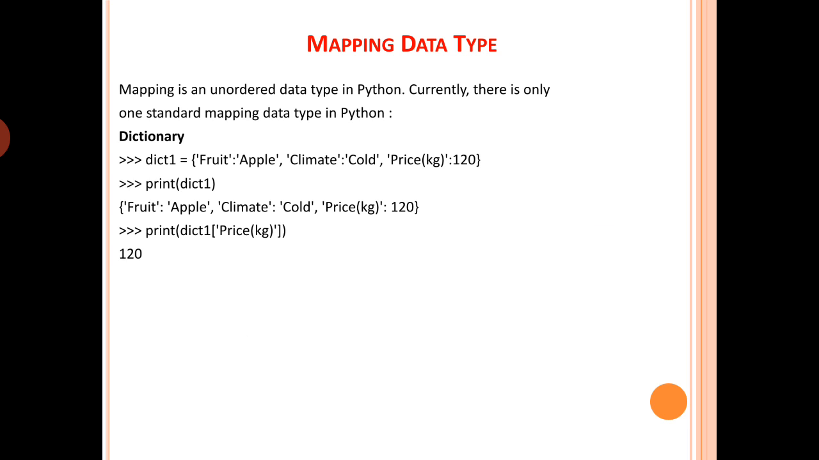Now in the next line, print DICT1 will print the elements of dictionary DICT1. So it will be printed within the curly brackets, that is fruit, apple, climate, cold, price kg 120. Now, getting values by specifying a key: the statement is print DICT1, and here we have mentioned the key as price kg. So it will print the value of the key price kg, that is 120.